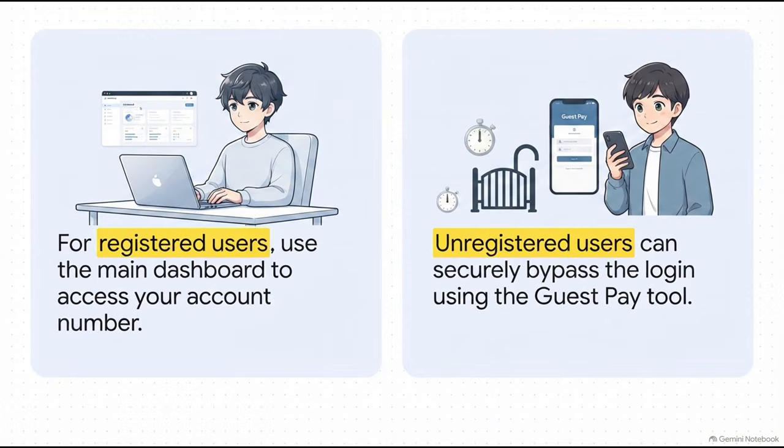Basically, there are 2 main pathways you can take to track this number down online, depending on where you're starting from. If you're already a registered user, meaning you've set up an email and password in the past, your path is straight through the main dashboard, which is awesome because it also gives you access to real-time energy use graphs and all your historical bills.